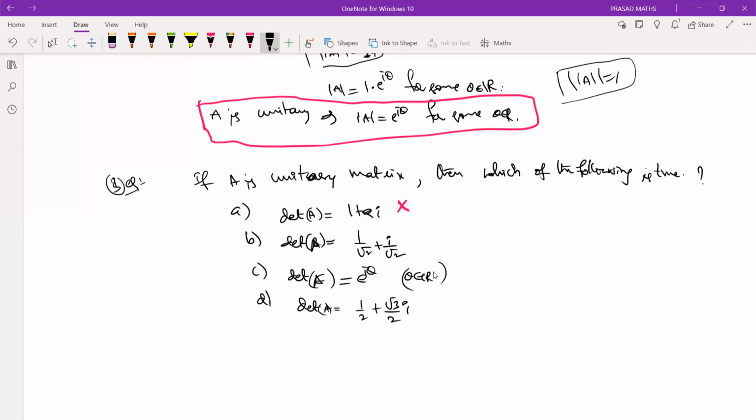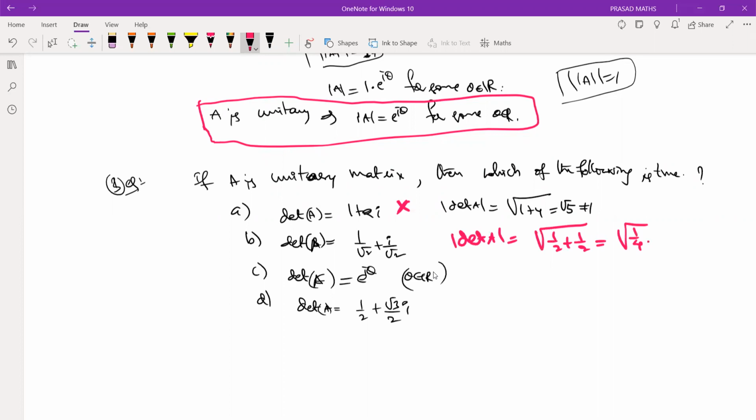But what is mod of det A here? Mod of det A is equal to root of 1 plus 4, which is nothing but root 5. This cannot be 1. Therefore, the first option is false. Similarly, for option 2, mod of det A is under root of 1 by 2 plus 1 by 2, that is under root of 1 by 4, that is 1 by 2. This cannot be 1. Therefore, option 2 is false.